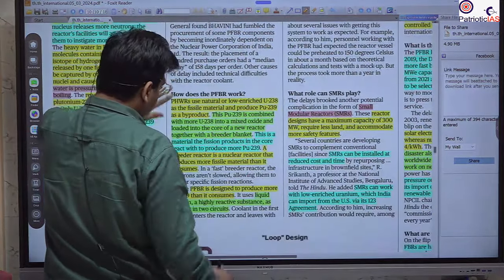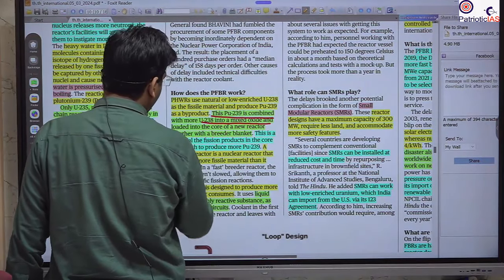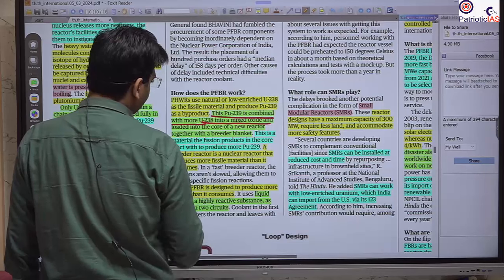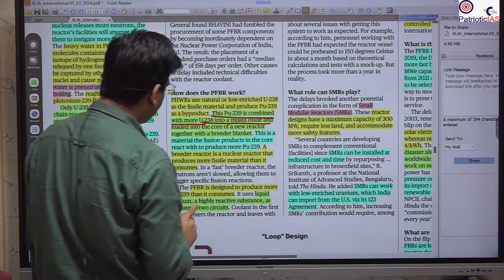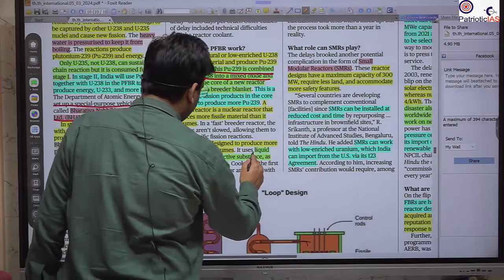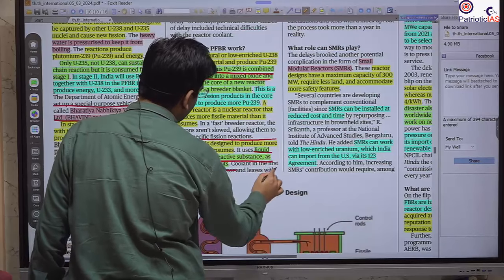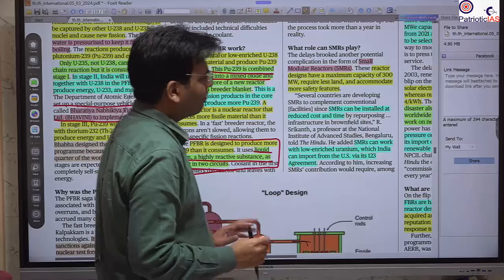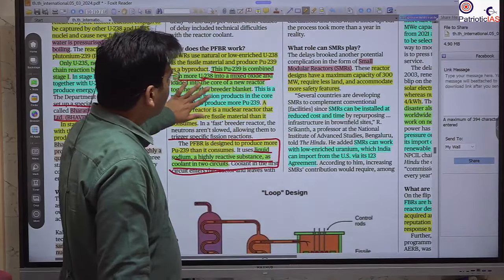This is the way it works: in the second stage, plutonium will be mixed with the natural uranium. And in the second stage, what will be the moderator and the coolant? It will be liquid sodium, a highly reactive substance used as a coolant in the two-circuit system. It will capture the heat, and after that there will be the production of electricity. Okay, so this is all about it.